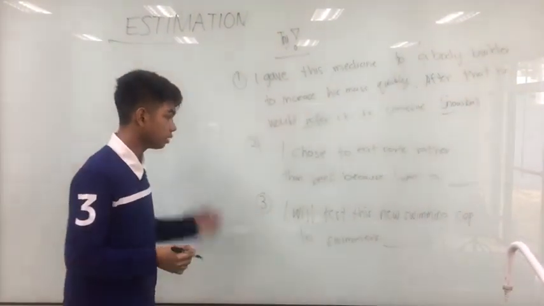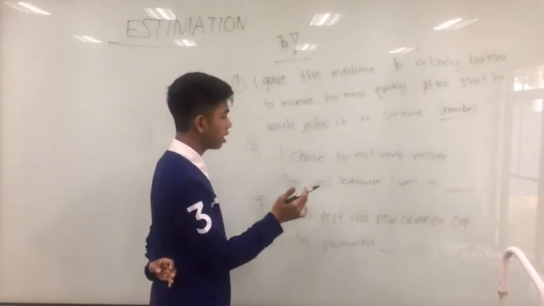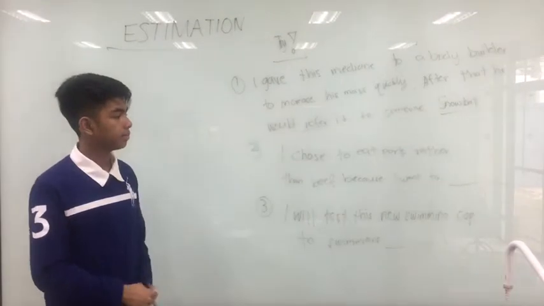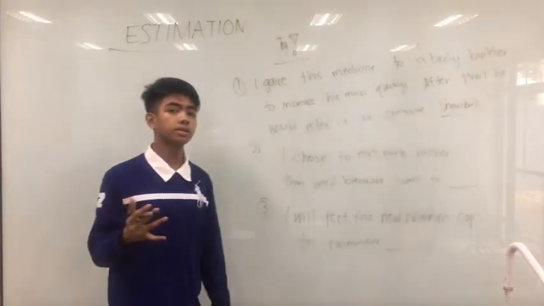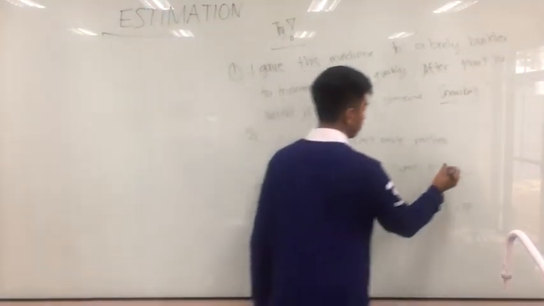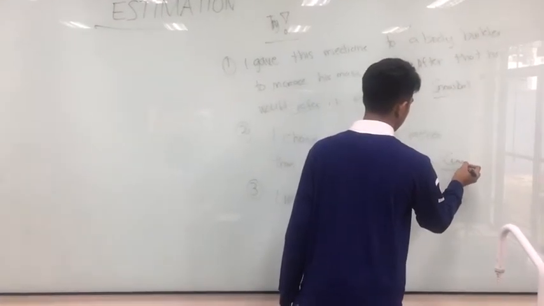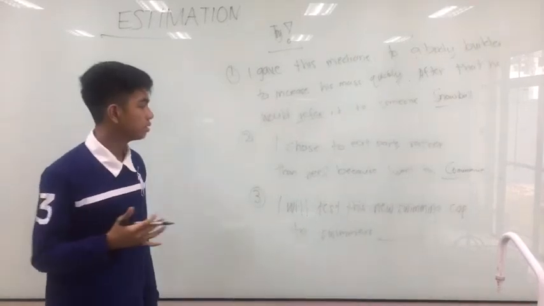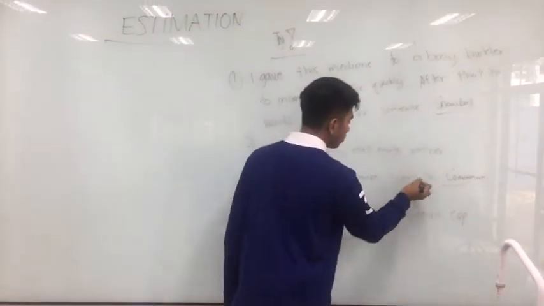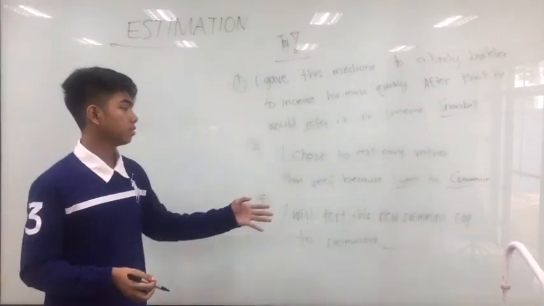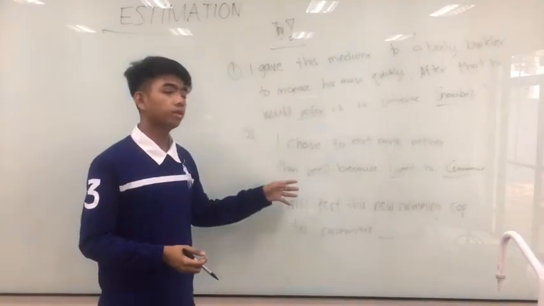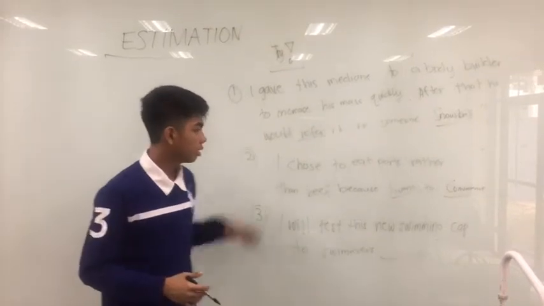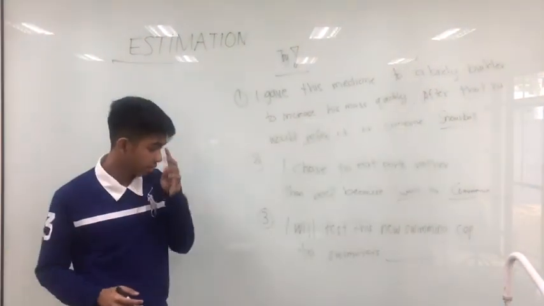Next. I chose to eat pork rather than beef because I want to. So what is it? The answer is convenience sampling. Why? Because there is this phrase, I want to. I chose it because I want to. That is convenience. It is convenient for you to choose pork rather than beef.